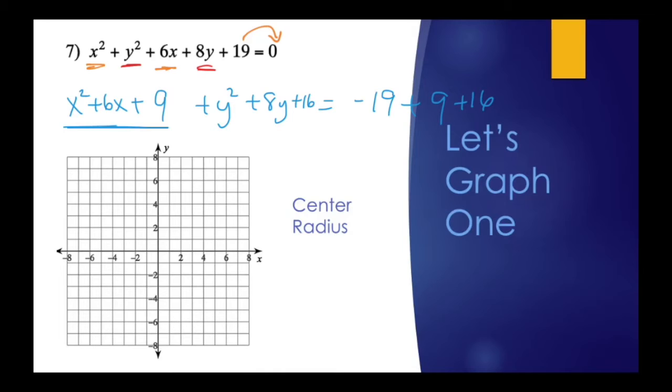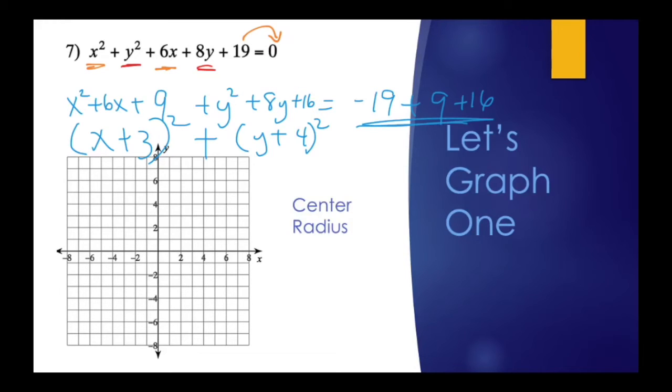So this is a perfect square. That's why we did the completing the square part. So this is x plus 3 squared. And this is y plus 4 squared. Where we got the 3 was we either halved the 6 or we took the square root of the 9. Same with the 4. We took half the 8, which gives us 4, or we square rooted 16. Now we have to simplify that.